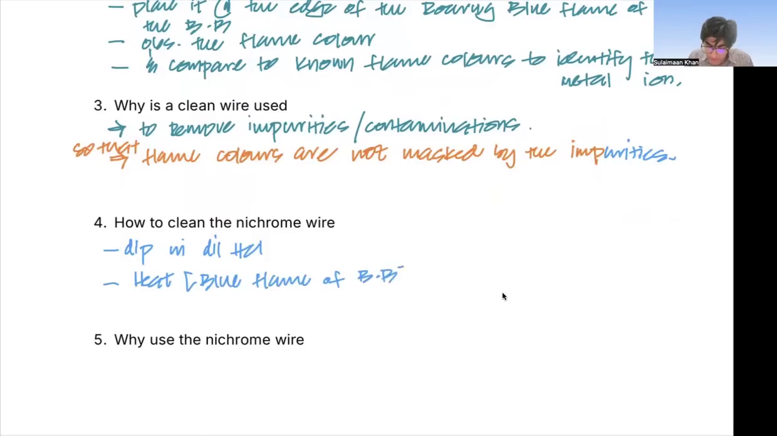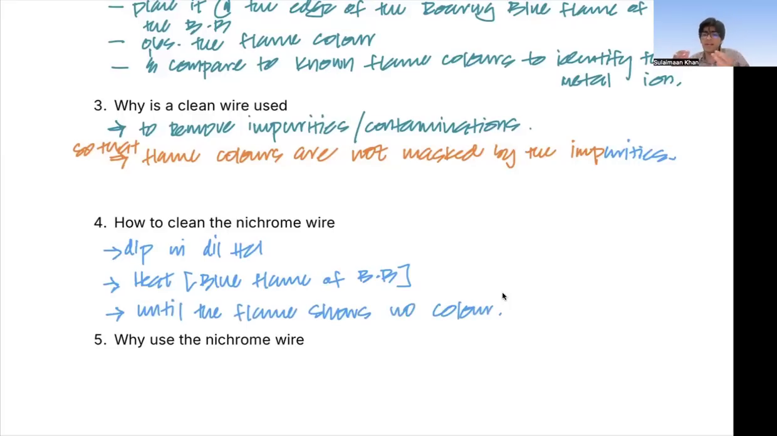And why do you need to heat it? So that if there is any color, any positive ion present on it, all of those positive ions come off. You're going to heat it until the flame shows no color, until there's no more color. So that's how you clean it.